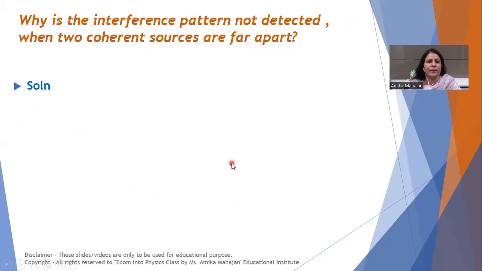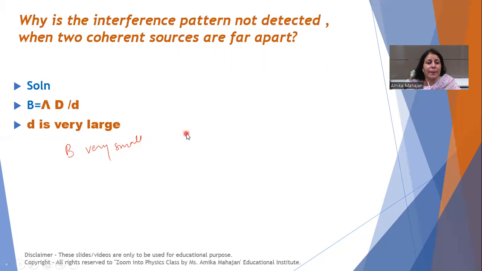Next, why is the interference pattern not detected when two coherent sources are far apart? That means these two slits are acting as two coherent sources. If these are far apart, this small d is very large, then what will happen? We know that fringe width is given by lambda capital D by small d. This small d is very large. As a result, if the denominator becomes very large, then the answer will be less. So beta will be very small.